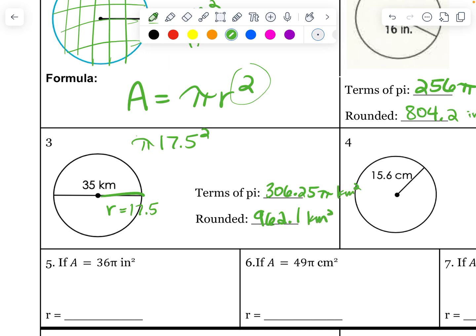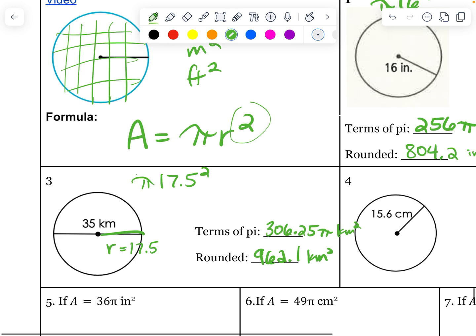Hey y'all, I haven't said this and I need to make sure that you're always using the pi button. Don't use 3.14 unless you are specifically told to do so.